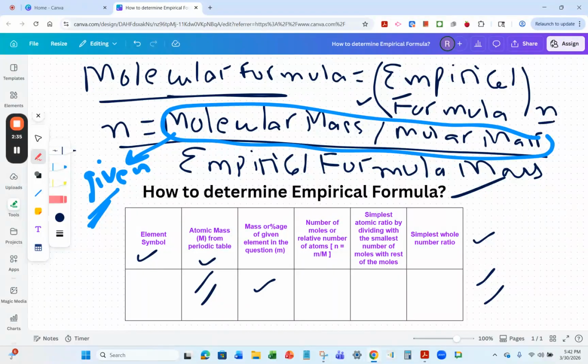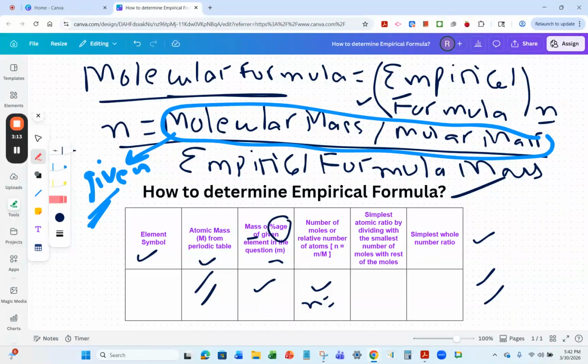In the third column, sometimes individual atomic masses amount is given in percentage, so you can tell them percentage or mass will go to the third column and tell them this lowercase m. And in the fourth column, it's the number of moles or relative number of atoms. And I made the formula for them that n will be found by dividing this lowercase m with the uppercase M, so that they know this is number of moles: given mass divided by the standard atomic mass from the periodic table.